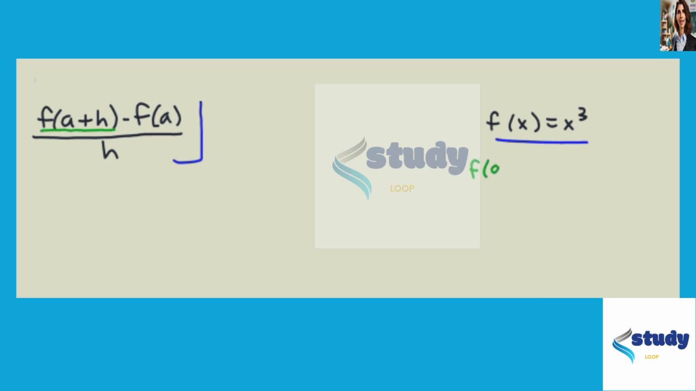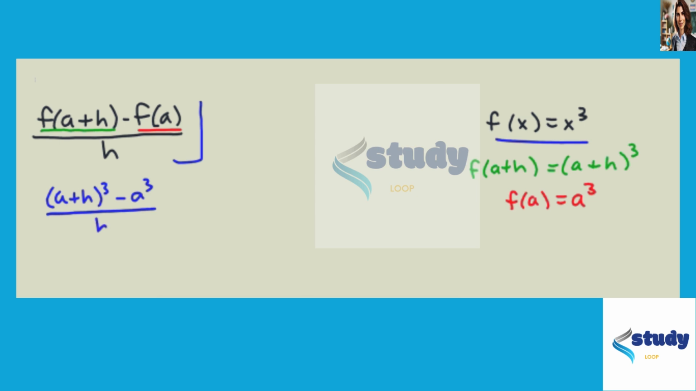F of a plus h would be a plus h quantity cubed. And we're also going to need to find f of a. F of a would be a cubed. So let's go ahead and substitute those into the quotient. And we have a plus h quantity cubed minus a cubed over h.